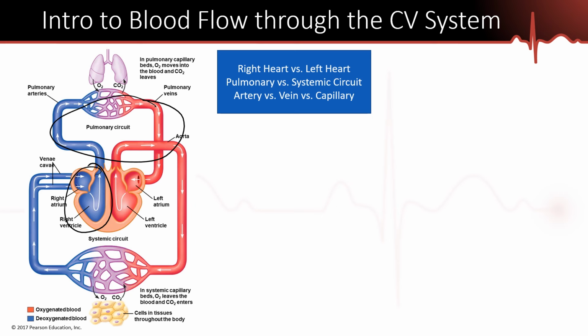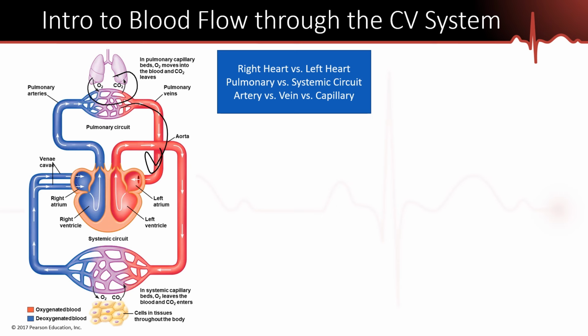The right side of the heart pumps blood, which is deoxygenated. That means it's poor in oxygen, rich in carbon dioxide. It takes this blood and it pumps it to the pulmonary circuit. So what's the pulmonary circuit? The pulmonary circuit are all the blood vessels that take blood to and from the lungs. That's what the pulmonary circuit is. The vessels that take blood to and from the lungs are referred to as the pulmonary circuit. It's the pulmonary circuit of blood vessels. The right side of the heart pumps blood, deoxygenated blood, to the pulmonary circuit.